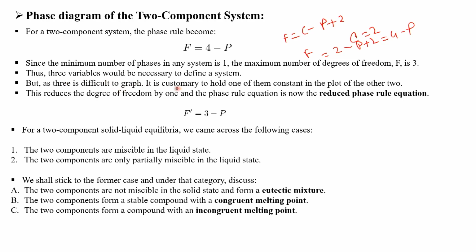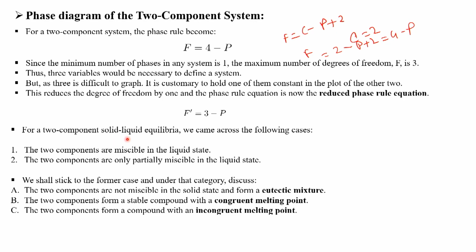Thus 3 variables would be necessary to define a system. So here we need 3 variables to define a system for one phase with two components. But as 3 is difficult to graph, it is customary to hold one of them constant in the plot of the other two. This reduces the degrees of freedom by 1, and the phase rule equation now becomes the reduced phase rule equation, where F prime is 3 minus P. So either we fix temperature or we fix pressure.